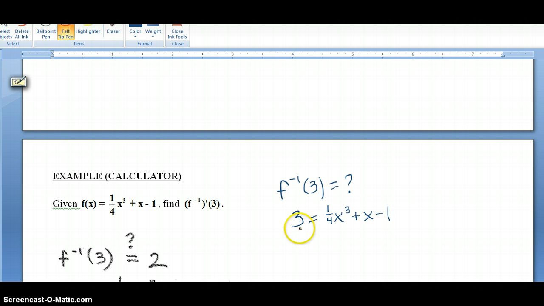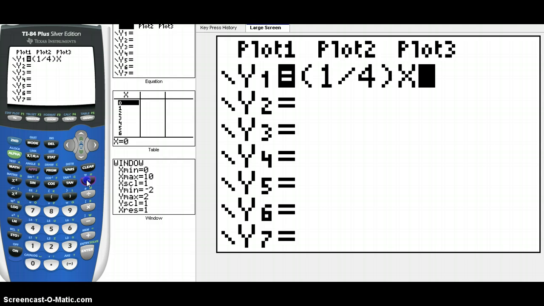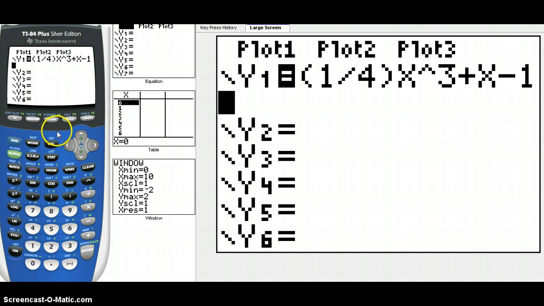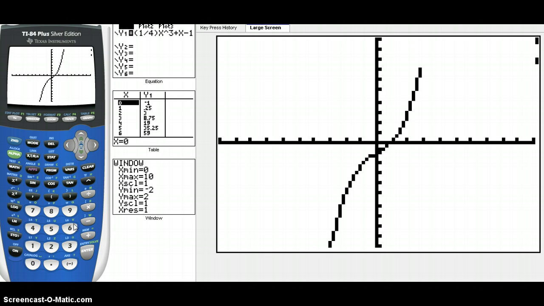If I wanted to know where this function equals 3, I can graph it on my graphing calculator, and I can find out where the function equals 3. The easiest way to do that is to graph the function 1/4 x to the third power plus x minus 1. And I'm going to graph that in the standard window. And where does this function's y value equal 3? Well, it's somewhere in here.